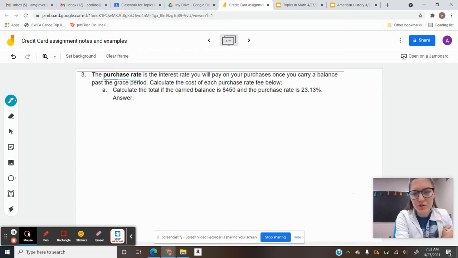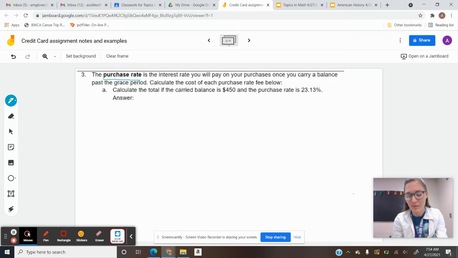So when we talk about the purchase rate, this would be like the extra fee put on your balance once you are past that grace period. So you have your due date, and before the due date, there's like a 25-day window where you can pay your balance early. And if you pay it in that 25-day window, that grace period, you don't get charged this extra purchase rate. But if you pay it on the due date or past that grace period, so not late, but just on the due date, then you do get charged this extra purchase rate.